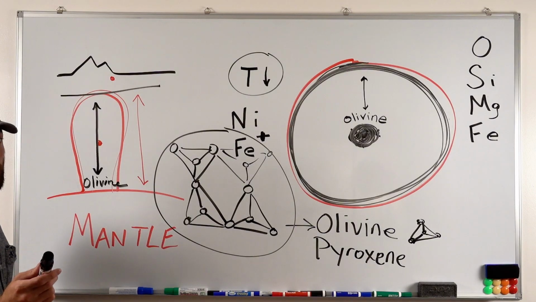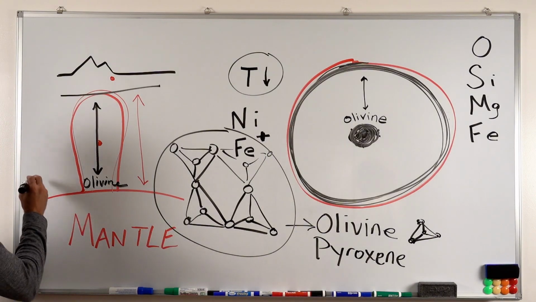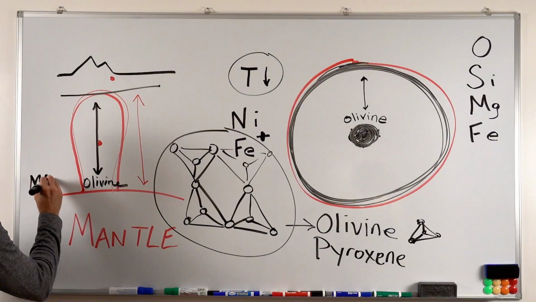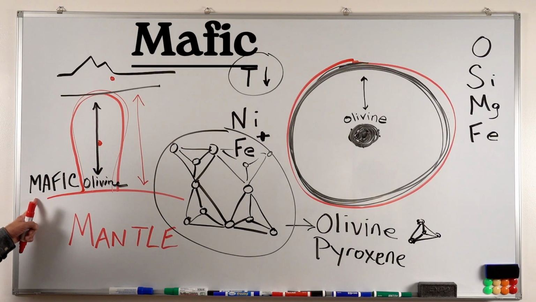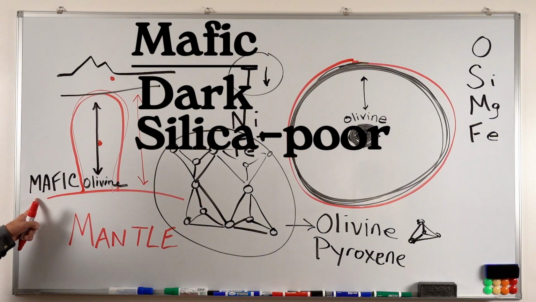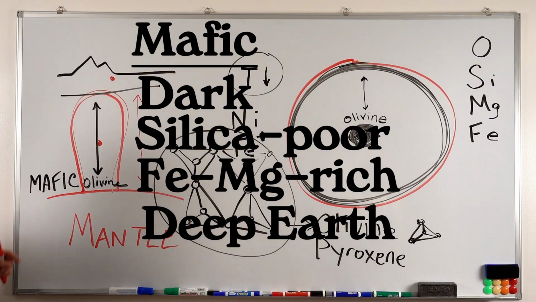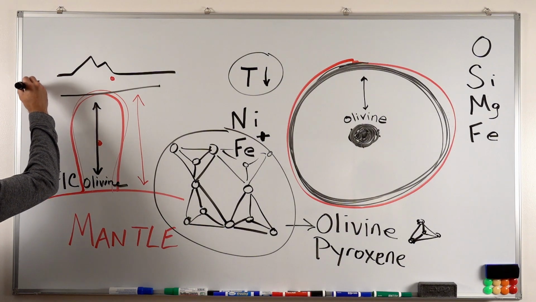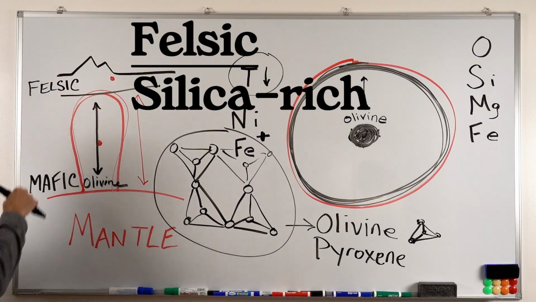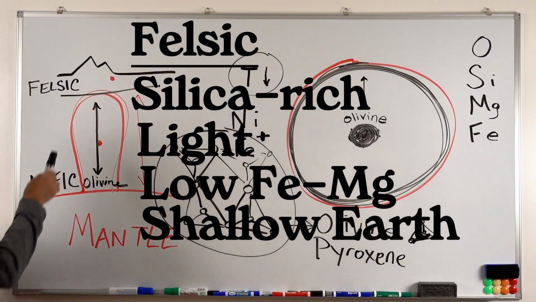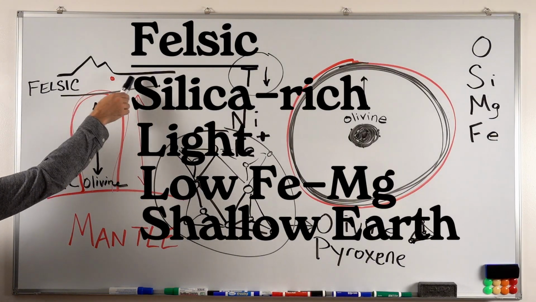And if you watch the first video, you'll recognize these terms down here. This is where our mafic rocks and minerals form. They're dark, they're silica poor, right? Deep earth conditions. And then here's where our felsic minerals form. Silica rich, light in color. These are stabilized up here at the crust.